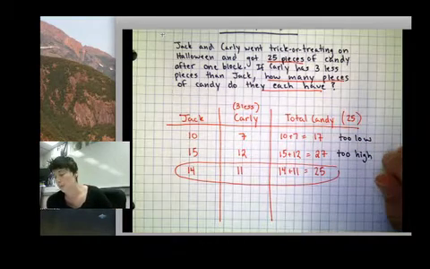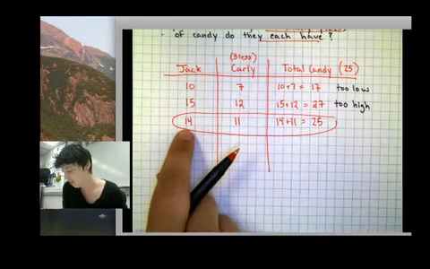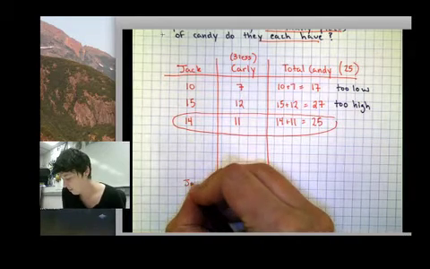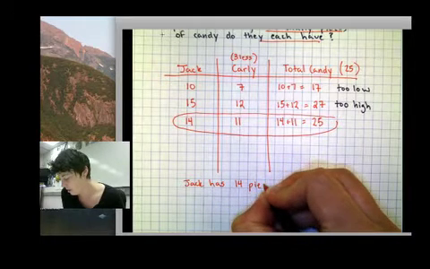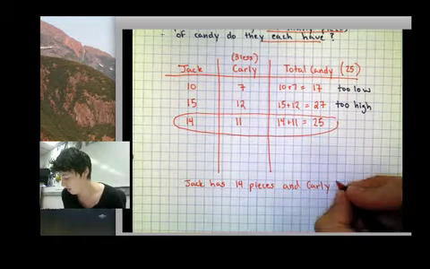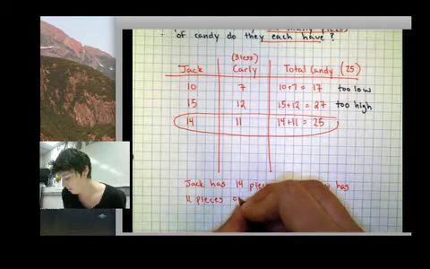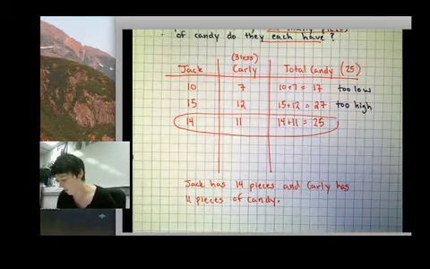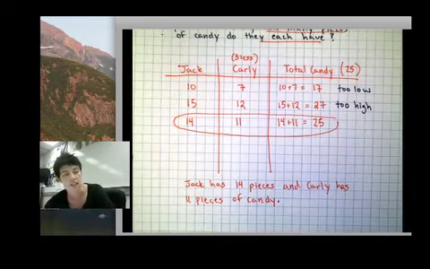If you want to make this a little bit better, what you could do is write a sentence. And what we found is Jack has 14 pieces of candy and Carly has 11. So we could write that. Jack has 14 pieces and Carly has 11. Carly has 11 pieces of candy. You could write together they have 25 or something in that sentence too, but Jack has 14 and Carly has 11. That's the basic facts there.